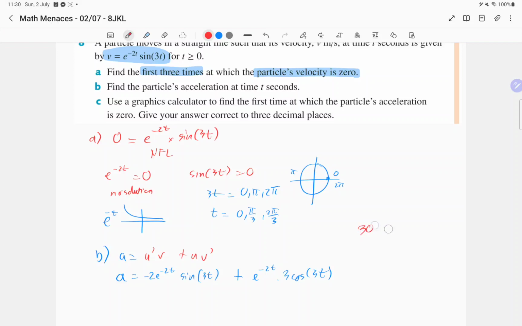How come you leave the original e negative 2t? What do you mean? E negative 2t over there, this one is your u, right? u times v dash. Okay. Yeah, product rule.